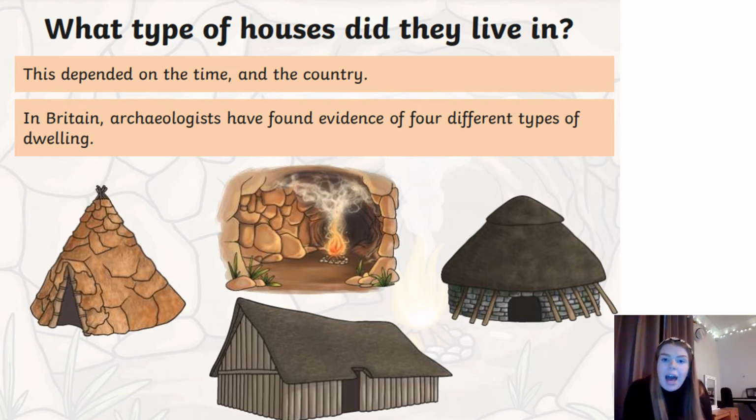So what type of houses did they live in then? Well, we know what our houses look like, but we need to start thinking, how would our houses be different to the ones of the people in the Stone Age? So it depended on the time. We had our 3 times, and it depended which part of those times you lived in. So in Britain, archaeologists have found evidence of 4 different types of dwelling, and that means 4 different houses.